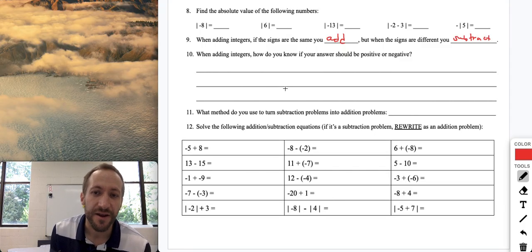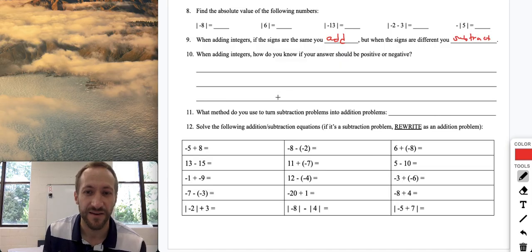So when adding integers, how do you know if your answer should be positive or negative? You know what? Just for the sake of time, I'm going to skip this part because we're going to get really into it when we get down here at these operations, okay?